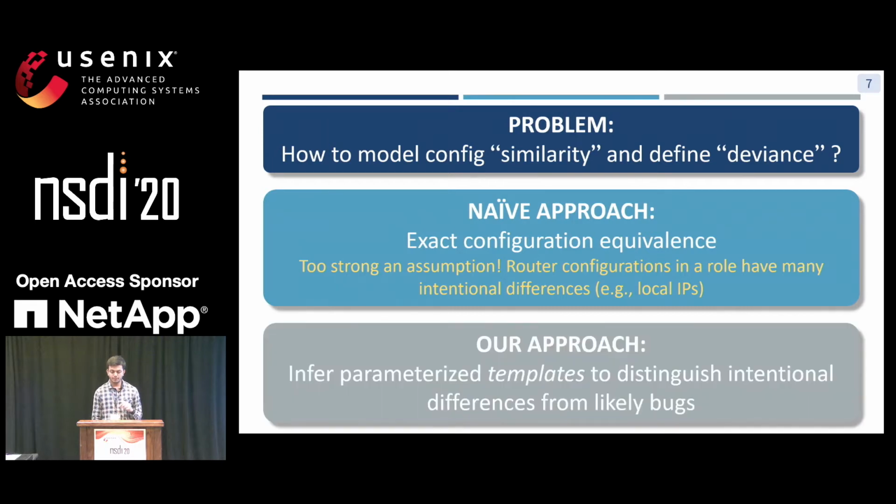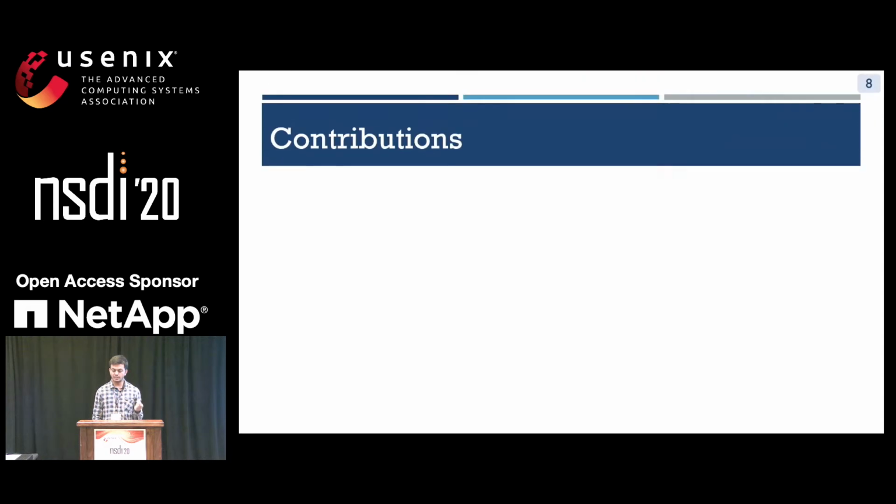Instead, we propose a novel approach of inferring parameterized templates to distinguish intentional differences from likely bugs. Each template is a configuration snippet definition that is optionally parameterized by various pieces of data. Two routers are considered similar and grouped together if they are instantiations of the same template. In other words, we model the likely intentional differences as variations between the nodes in a template, while modeling the likely erroneous differences as variations across templates.